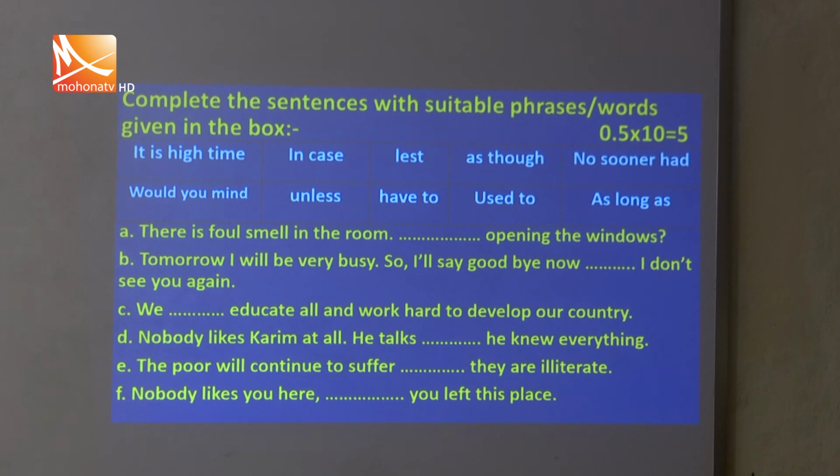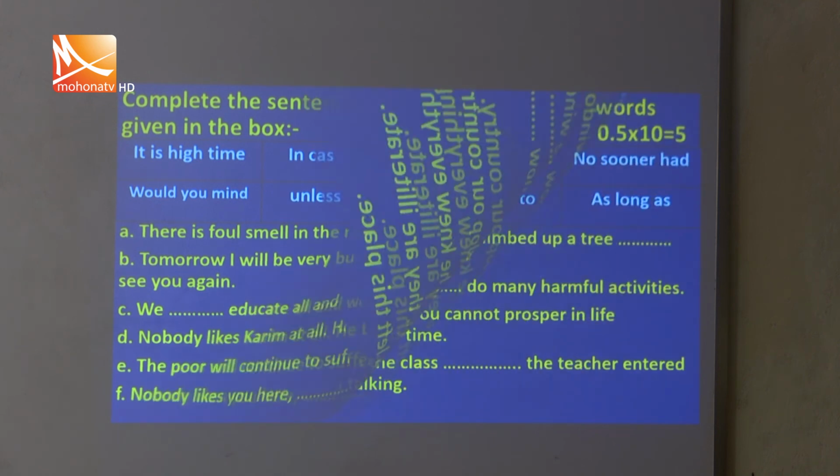So, this is the work. This one you will do at your home, the later one. Okay? So, this one you will try, and this is the end of this class.